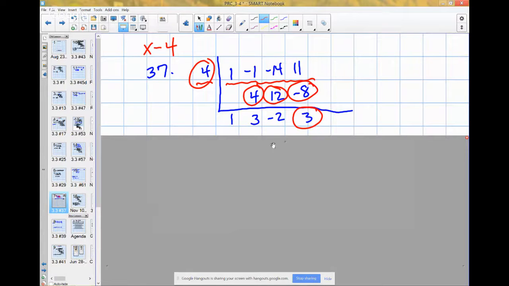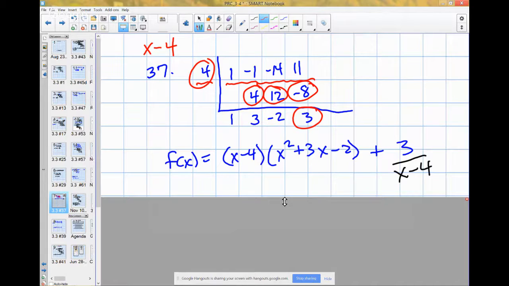Okay, so in effect, here's what we found out. That x minus 4 divides into that original polynomial, and this is the answer you get: 1x squared plus 3x minus 2. Those are just those numbers from the synthetic division, and then the remainder is 3. If you were writing this answer the more grown-up way, you would write plus 3 over the divisor of x minus 4. But the remainder is 3.